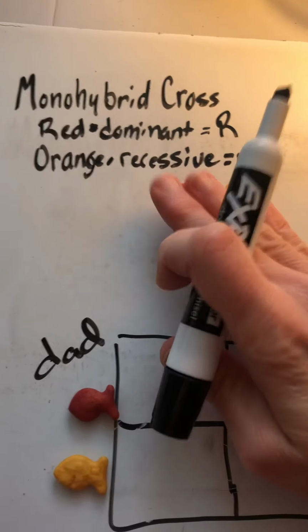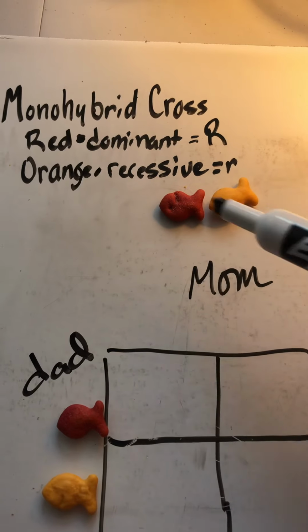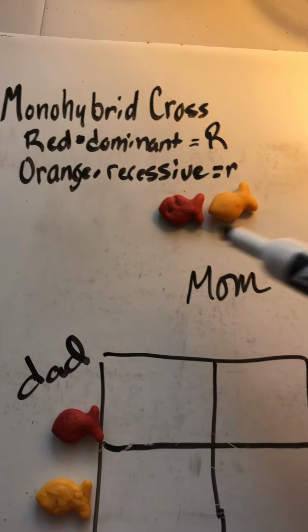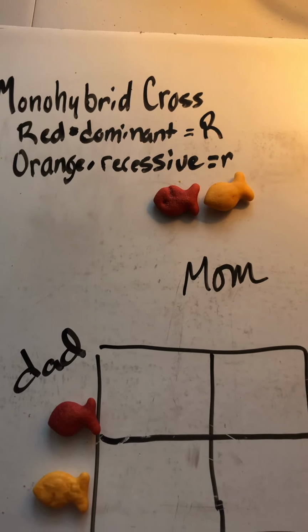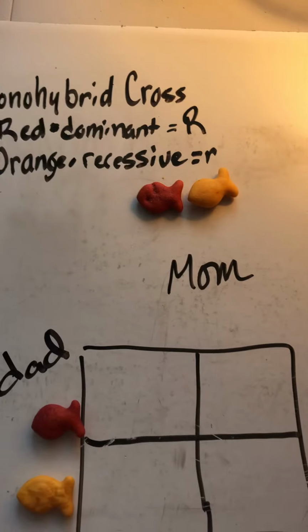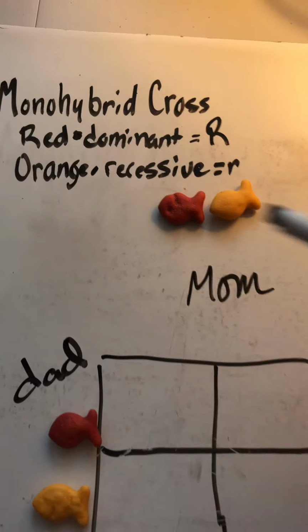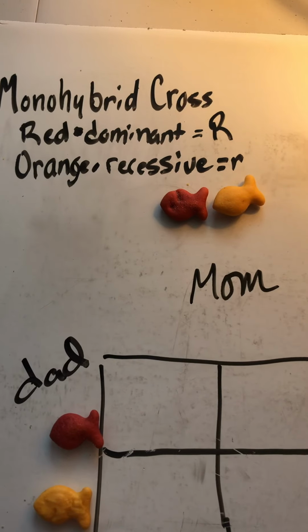So in this case, with our law of segregation, this was our phenotype, or sorry, our genotype of our parents. Both mom and dad were heterozygotes, so they had one copy of the red allele and one copy of the orange allele. We go through meiosis, and half of our gametes are going to have this allele, and half of our gametes are going to have that allele.